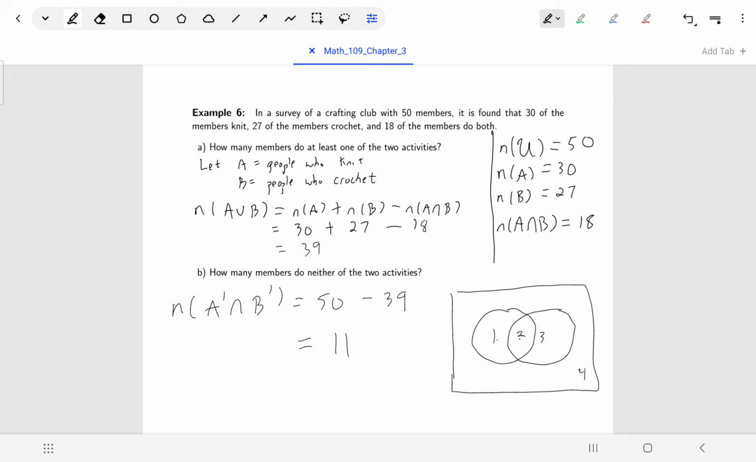This technique that we've used here, we're going to see this in future, and this is called counting the complement, using the opposite to find something. So here, to find the number of things in the exterior, inside of region 4, I used the fact that I knew the opposite. I know what was going on in regions 1, 2, and 3. Since there's 39 people inside the two sets, then there are 11 people outside.